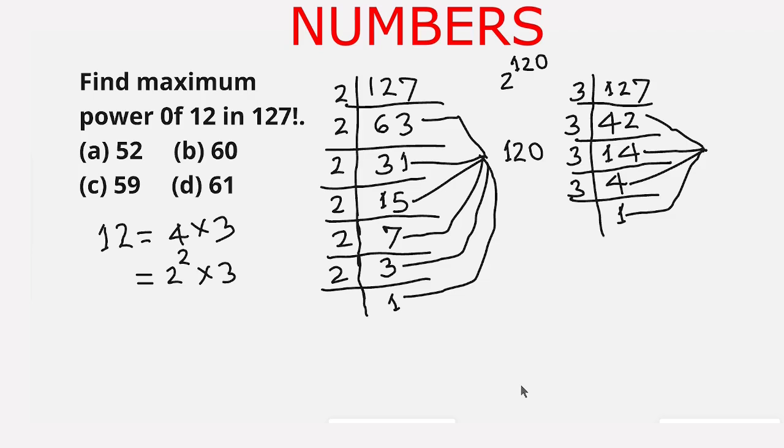And the sum of these quotients, 42 plus 14 is 56. 56 plus 4 is 60 plus 1 is 61. So this will give us 3 to the power 61. 2 to the power 120 can be written as 4 to the power 60. And if we have to find the power of 12, then this is going to give us 12 to the power 60, as the maximum power of 4 is 60. So we will be able to get maximum power of 12 as 60.